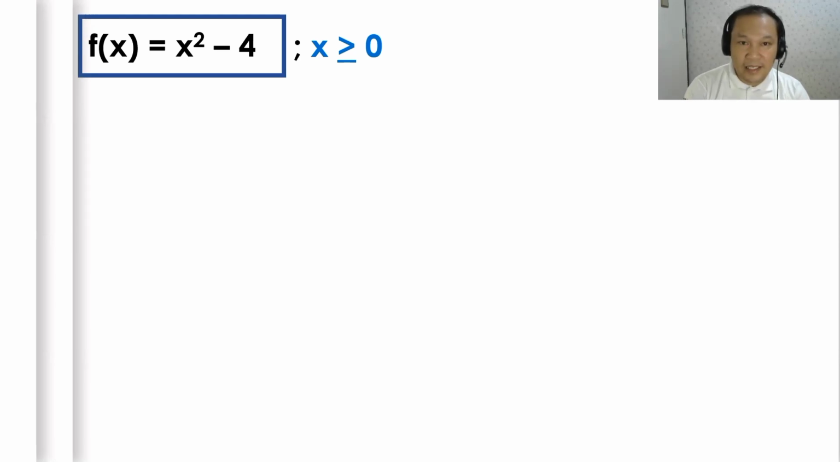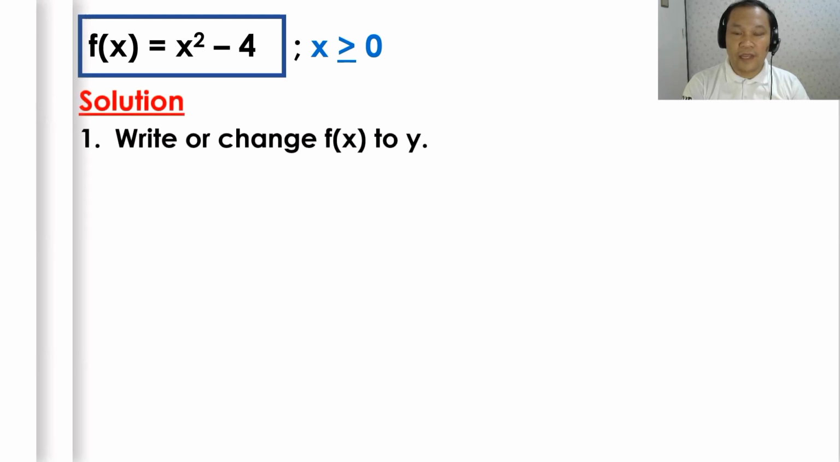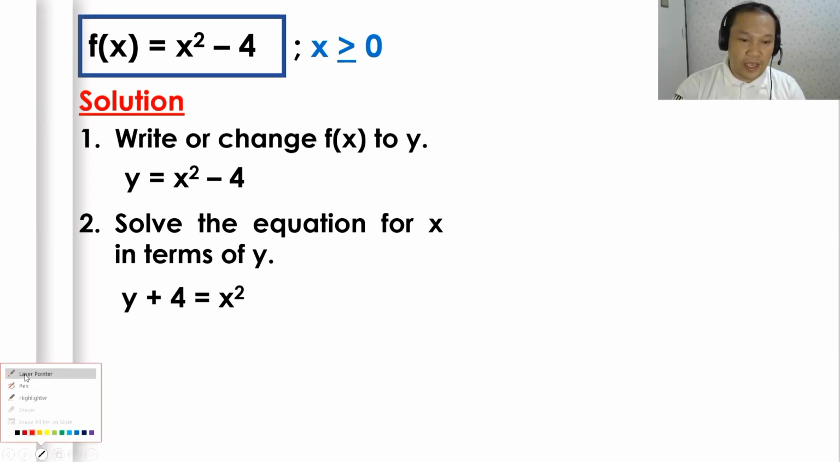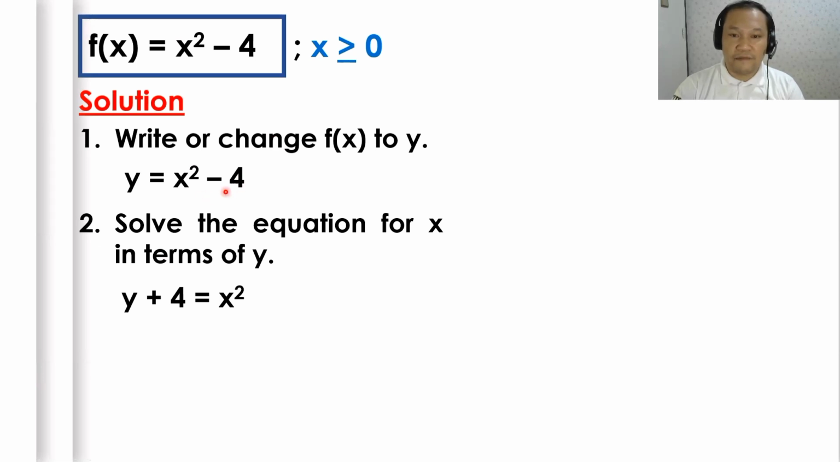Now, in this case, what will be our procedures? We have the first one, change f of x to y. Thus, we have y is equal to x squared minus 4. Then, solve now the equation for x in terms of y. That is, y plus 4 is equal to x squared, where we transpose negative 4 to the left side of our equation.